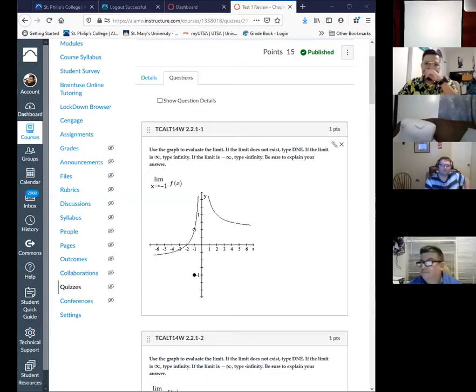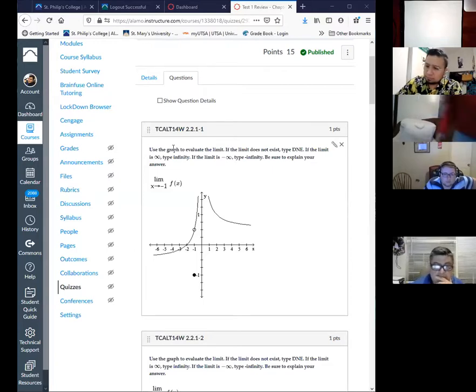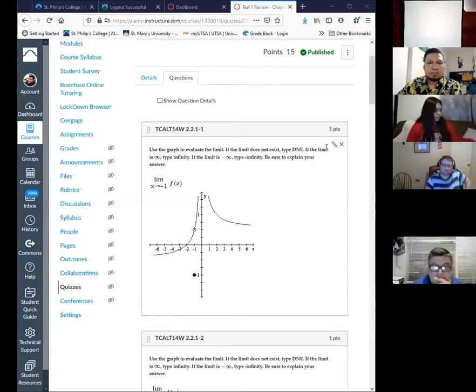All right. So pretty much the entire exam and the review as well is just about limits. So let's go through this first one. Use a graph to evaluate the limit. If the limit does not exist, type D and E. In the actual exam, you'll just write down D and E or explain what the limit is. As you see here, it tells you, please be sure to explain your answer.